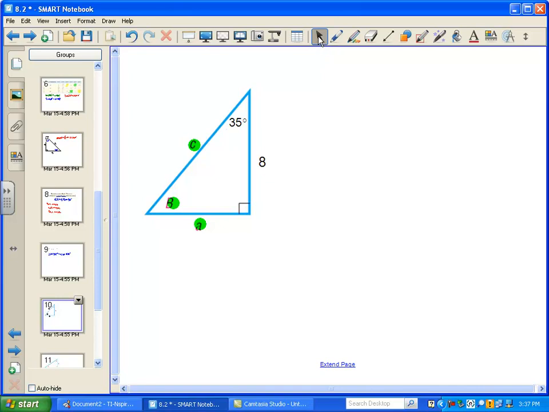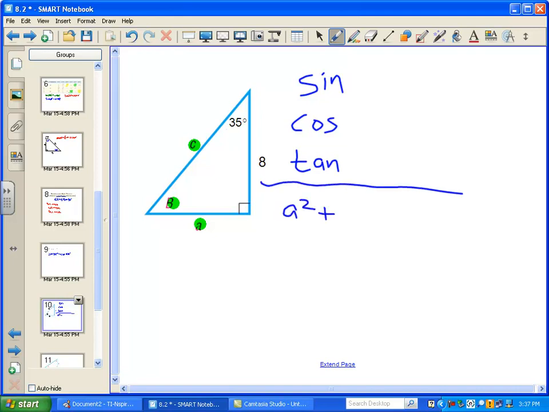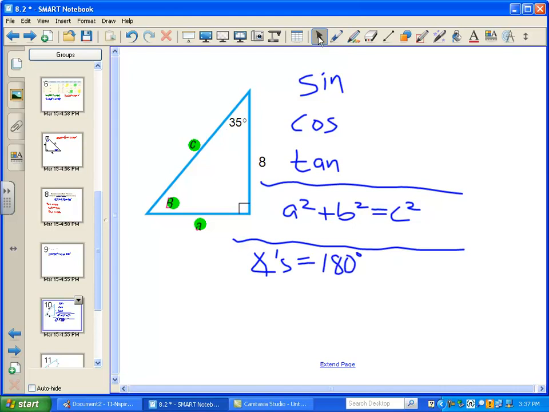Well, let's see. I've got all my trig functions, right? I've got sine and cosine and tangent. Those can all help me. And what else? Right triangle. I also know that a squared plus b squared is c squared, which is the Pythagorean theorem. And then finally, I also know that the angles should add up to 180 degrees. Okay, so these are all the things that I could use to help me figure out the missing values in this triangle.